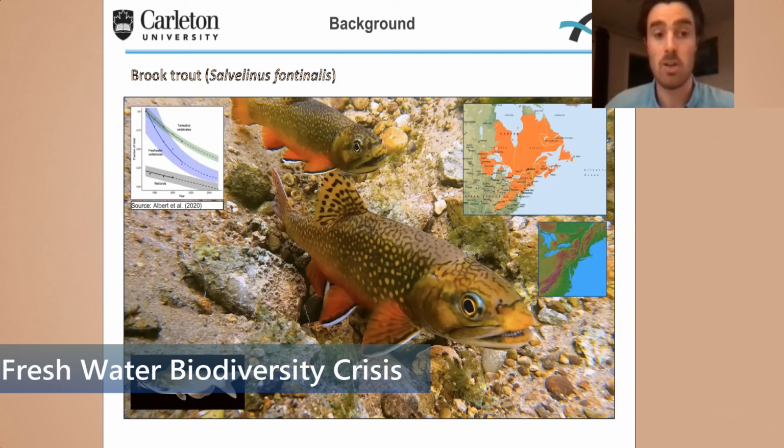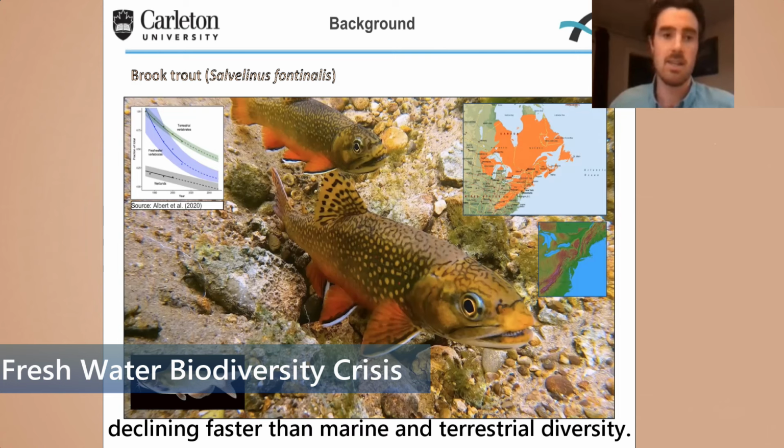And brook trout are also impacted by what's now becoming recognized widely as the freshwater biodiversity crisis. So freshwater biodiversity compared to marine and terrestrial biodiversity has declined more and is declining more sharply. And brook trout are included in this. And that's the result of not just climate impacts, but local impacts, which I'll talk a little bit more about in the next.